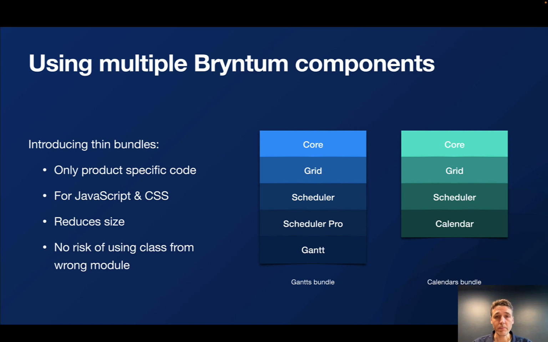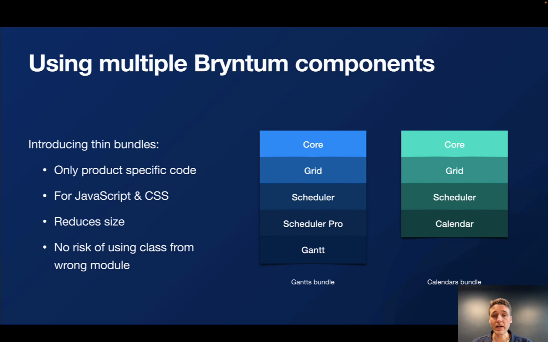So we are hoping to make this easier by introducing thin bundles in 5.0. We have thin bundles for both JavaScript and CSS. And thin means that they only include product-specific code. So there's a thin core bundle that only has the code for core. There's a thin grid bundle that has grid-specific code, and so on. And when you pull one of the thin bundles in, it will import what it needs from the other bundles.